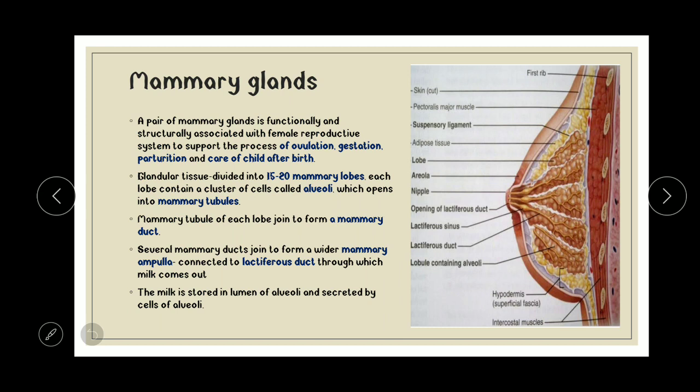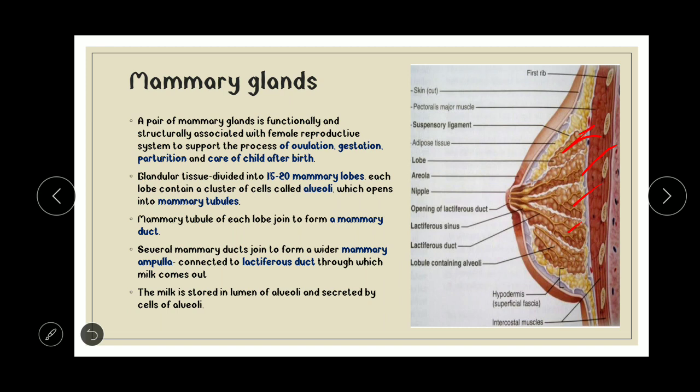Then what are the various functions we have discussed? That is in the process of ovulation, gestation. So accordingly, in these phases, the structure and the function of the mammary gland changes. It is a glandular tissue divided into 15 to 20 lobes. The mammary lobes, you can see here. Each lobe contains a cluster of cells called alveoli. So inside each lobe there are a number of cells called alveoli, which open into mammary tubules. You can see here in the diagram.